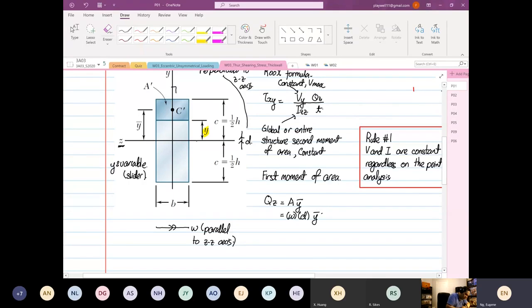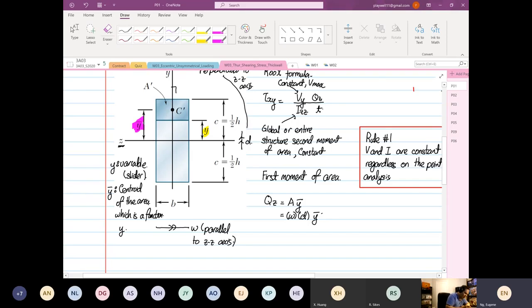And then we have our y bar. The y bar is the centroid of the area, which is a function of y. So if y shifts, y bar will also shift. It's the centroid of the area of interest, and the area of interest is the shaded part.